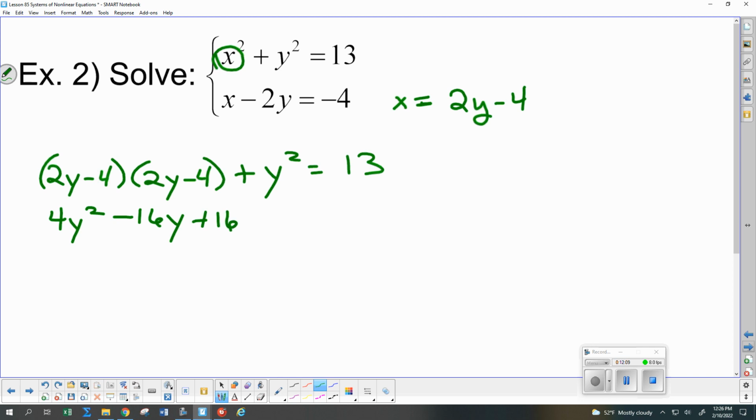So 2y times 2y is 4y squared. Then we would have the minus 8y and another minus 8y to give us minus 16y. And finally, minus 4 times minus 4 would be plus 16. And then we have our other y squared here, and it equals 13. So Wyatt, help me put terms together, please.